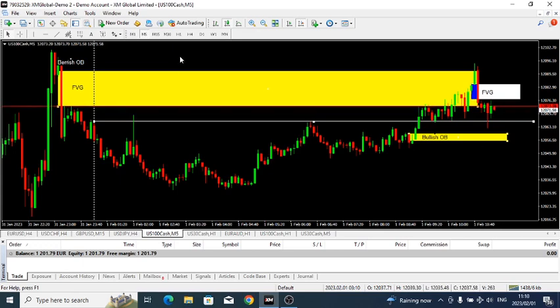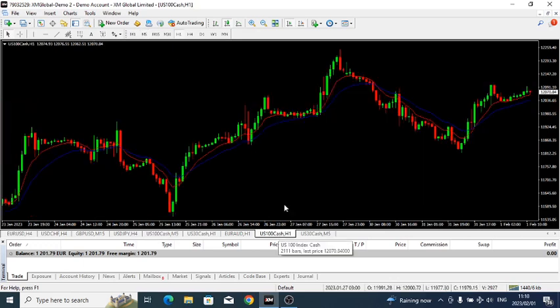I do have two moving averages, but I know what I use them for. I will explain in a video later on how these moving averages help you. I will do a video about these moving averages.